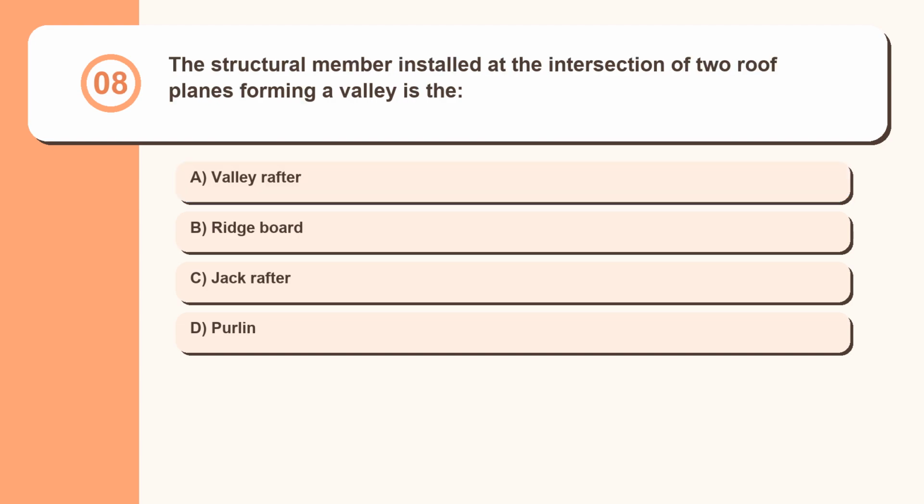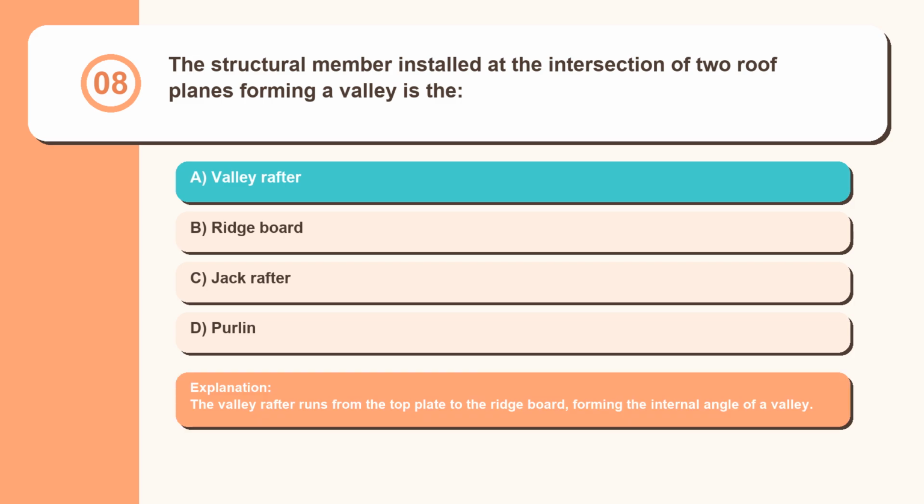Question 8. The structural member installed at the intersection of two roof planes forming a valley is the valley rafter, ridge board, jack rafter, purlin. The valley rafter runs from the top plate to the ridge board, forming the internal angle of a valley.